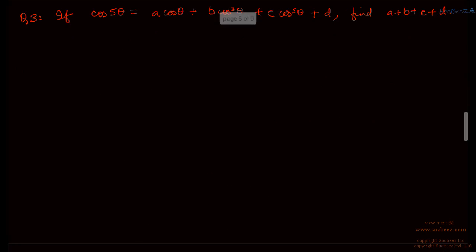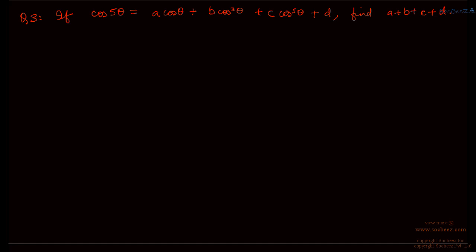Fine. Let's go to the next question. If cos 5θ equals A cos θ plus B cos³θ plus C cos⁵θ plus D. So what they're doing is they're expressing cos 5θ, a multiple angle, in terms of the basic angle θ, and obviously it's a polynomial in cos θ, and I'm supposed to find the sum of the coefficients A, B, C, D.